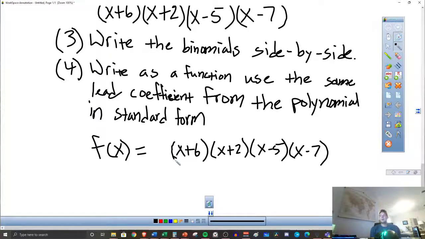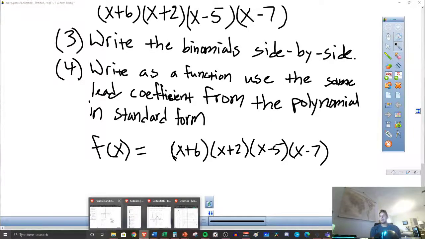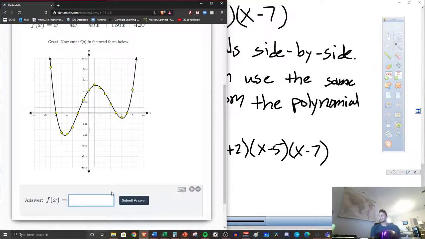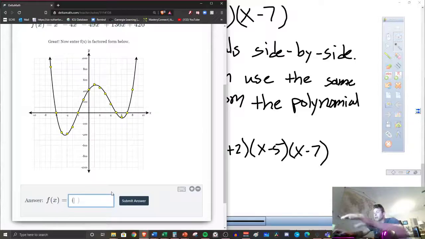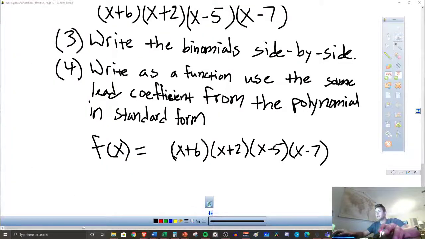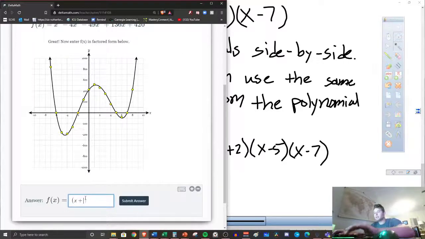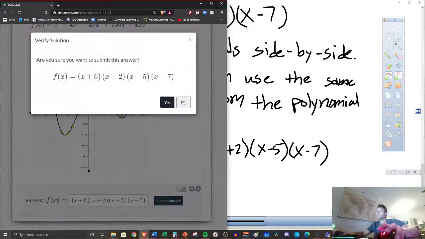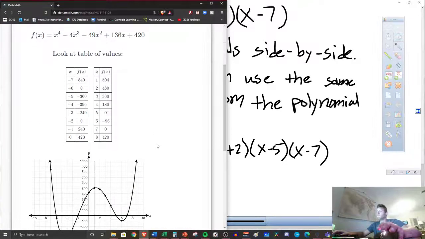So this was the problem for Delta Math. So let's go and see if I got the answer correct. I need to type in x, we started with plus 6, x plus 6, x plus 2, x minus 5, and x minus 7. See if we got it right. We got it. Okay, very good.